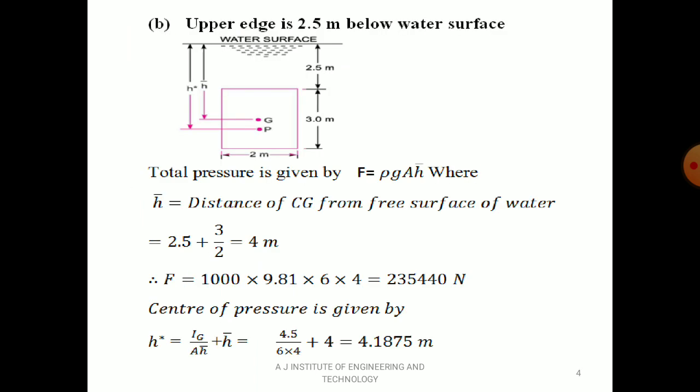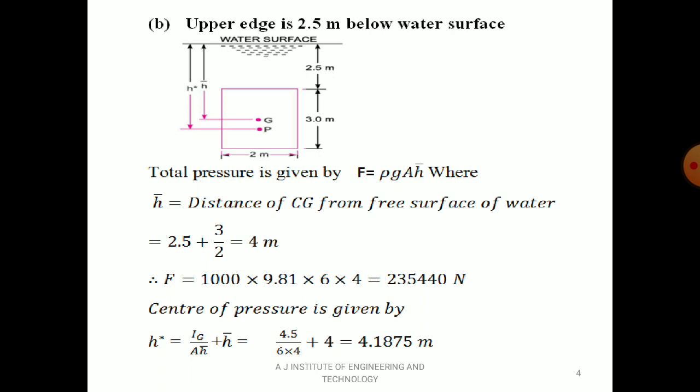Next case, upper edge is 2.5 meter below the water surface. You are supposed to draw the free water surface first. Now the upper edge is at a distance of 2.5 meter below the water surface, so just maintain a gap of 2.5 meter. Then draw the rectangle similar to the previous case, with depth equal to 3 meter and width equal to 2 meter. Now mark G and P. G is centroid or center of gravity and P is center of pressure. P is at a distance of H star from the water surface, and G is at a distance of H bar from the water surface.